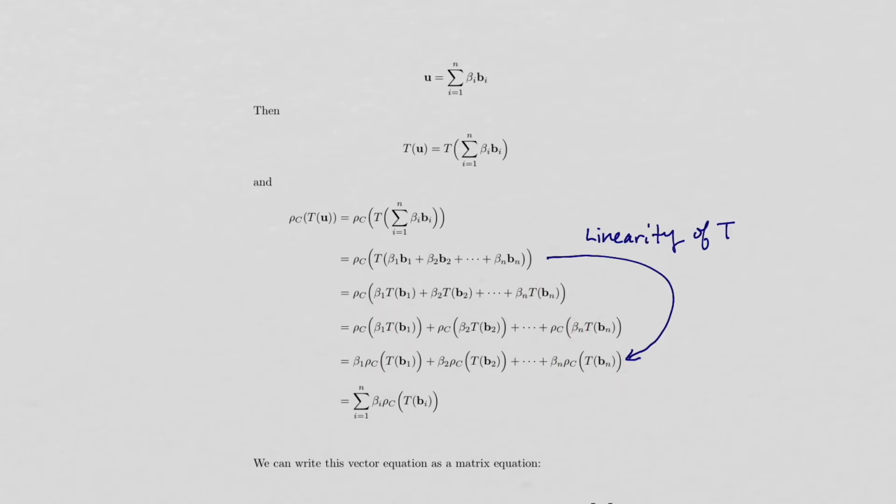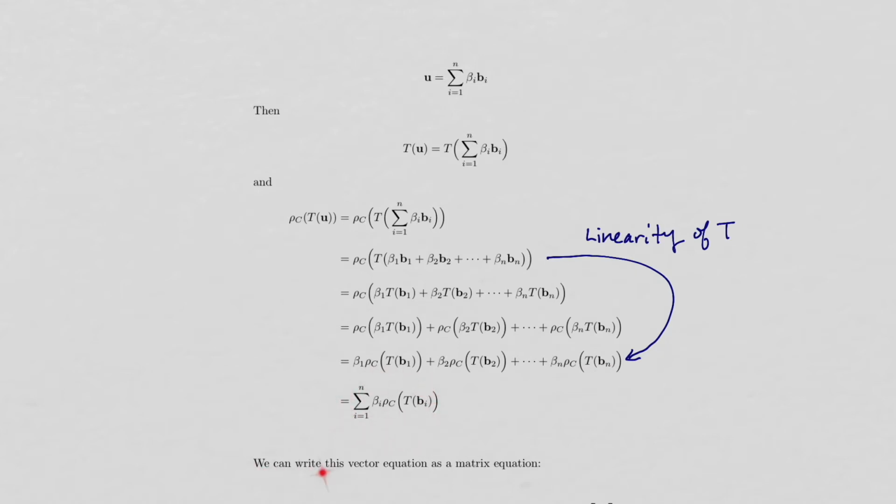Here are the individual steps. Essentially, I've got T of a linear combination, so the image of a linear combination of basis vectors. And down here, I have a linear combination of images. So the linearity of T says the image of a linear combination is a linear combination of images. And we can write that in the compact sigma notation like this.